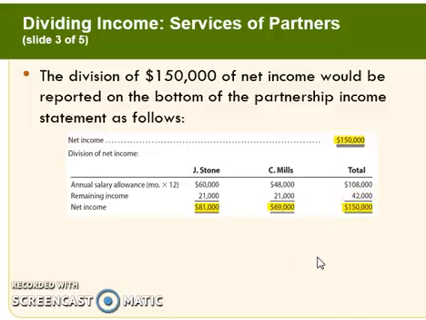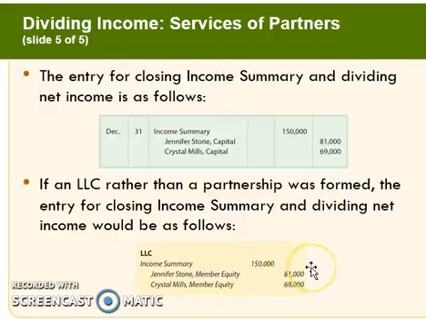Remember when we closed the month and we moved it out of net income and into capital? We move it out of this $150,000 net income summary, and we move it into the capital accounts, but we have to put it into the specific capital account. So for J Stone, you'll credit her capital account for $81,000, and you'll credit Crystal for $69,000. So that's how we're going to use this. Here's what that entry would look like: debit income summary and credit each of their capital accounts for the amount that we calculated per their partnership agreement.